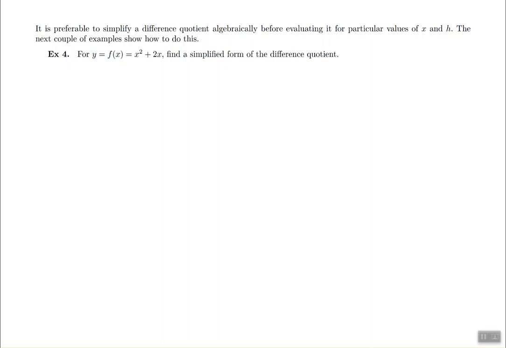So like I said in the previous video, it is preferable to simplify the difference quotient algebraically first, then evaluate it for particular x and h. And in the next couple examples, I'm going to show you how to do that. So the purpose of this example 4 and the next few ones is to evaluate the difference quotient. And the difference quotient is going to be eventually combined with a limit to produce something called the derivative.